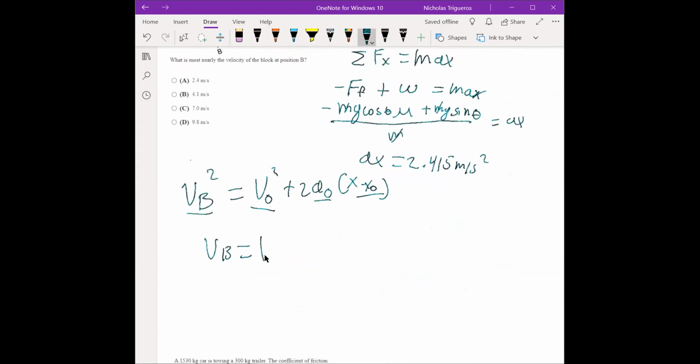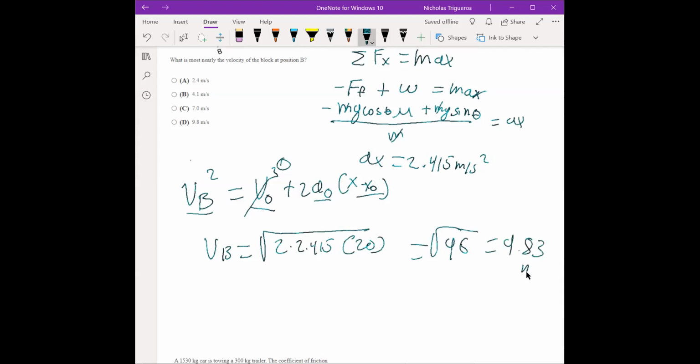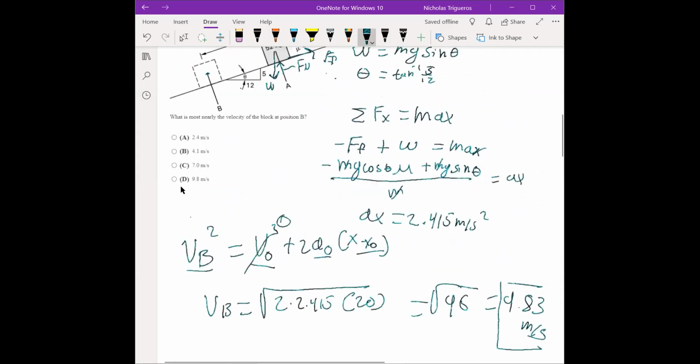VB is the square root of, this is 0, right. 2 times 2.415 times 20, which I think is like the square root of 90 something. Yeah, it's 9.83. So it's D. Yep, it's D indeed.